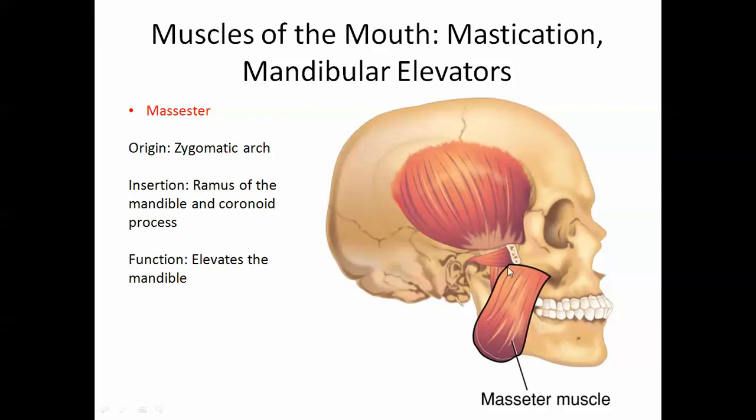Okay, so it's this guy here. Its origin is the zygomatic bone here. Okay, and then its insertion is on the mandible. So on the ramus, remember, is that branch, and then the coronoid process. Remember that muscle attachment we talked about? We had the condylar process and then the coronoid up here.